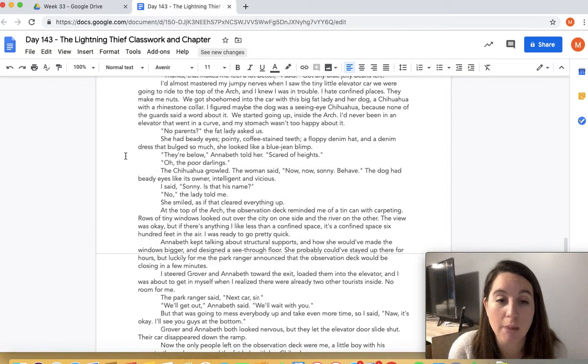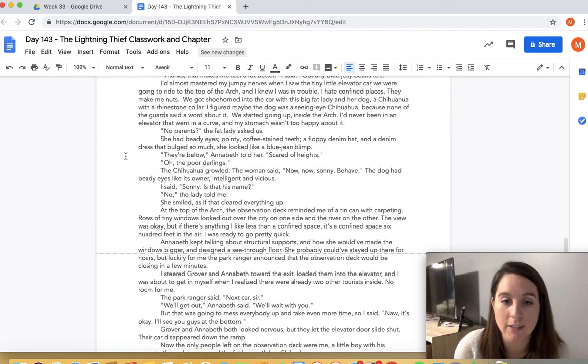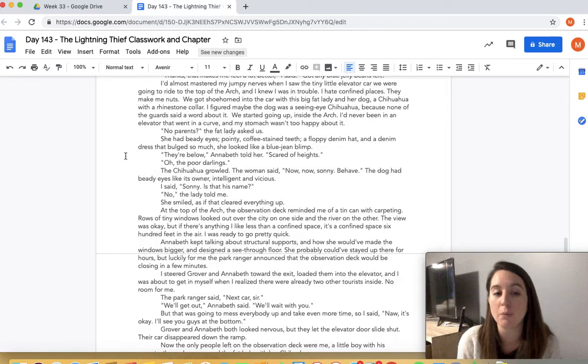At the top of the arch, the observation deck reminded me of a tin can with carpeting. Rows of tiny windows looked out over the city on one side and the river on the other. The view was okay, but if there's anything I like less than a confined space, it's a confined space 600 feet in the air. I was ready to go pretty quick. Annabeth kept talking about structural supports and how she would have made the windows bigger and designed a see-through floor. She probably could have stayed up there for hours, but luckily for me, the park ranger announced that the observation deck would be closing in a few minutes.